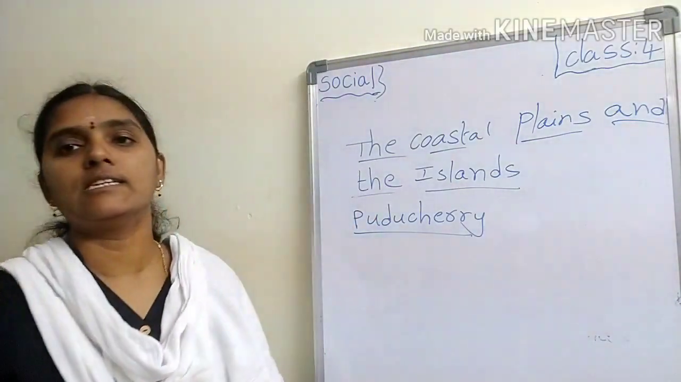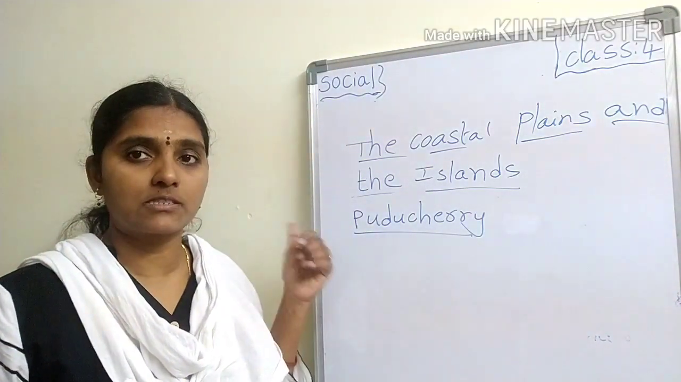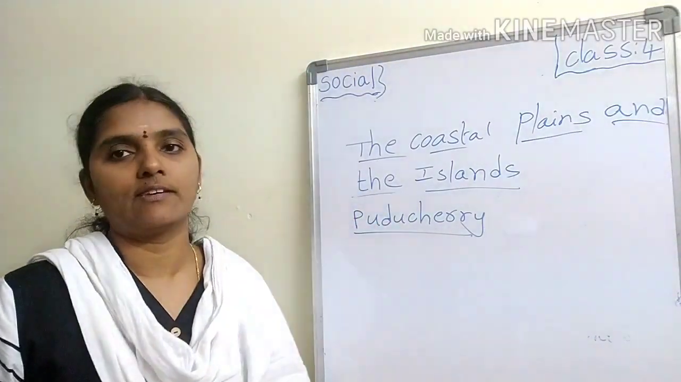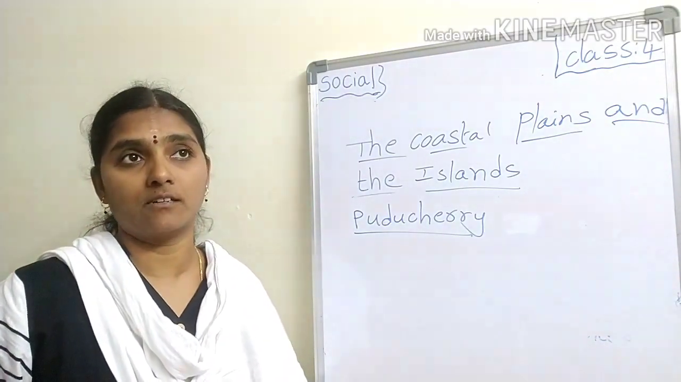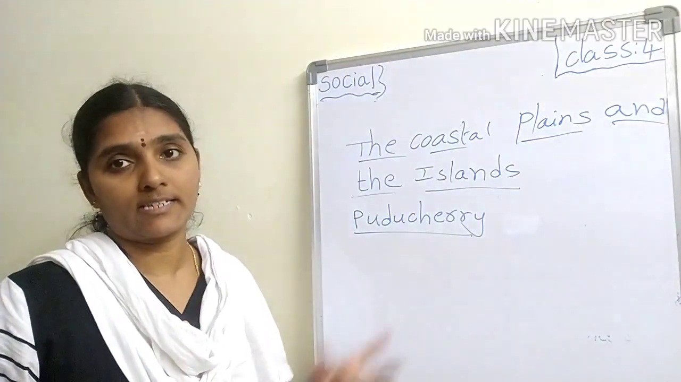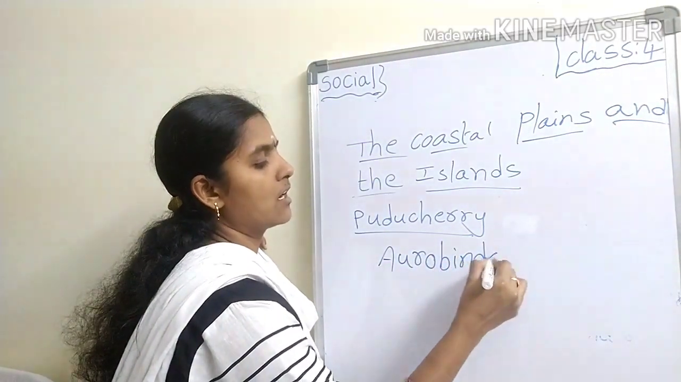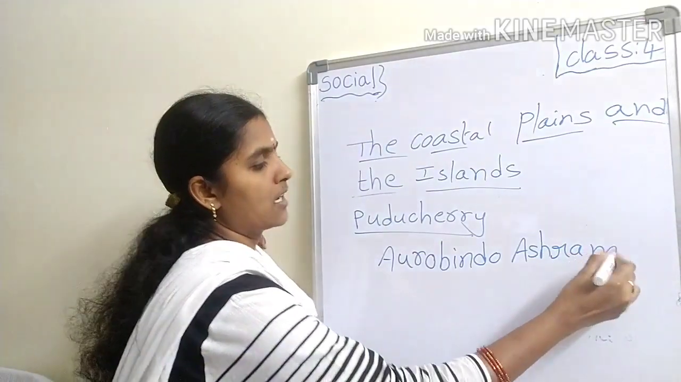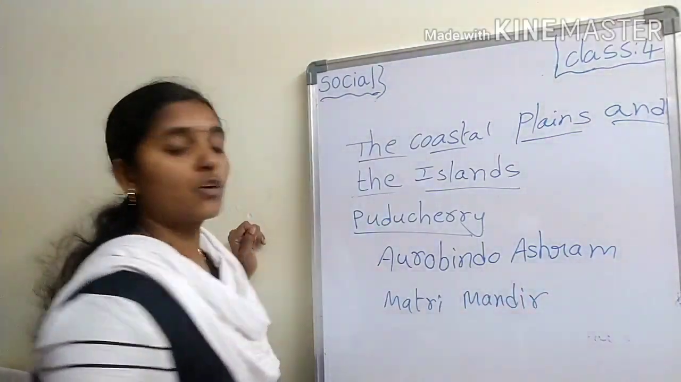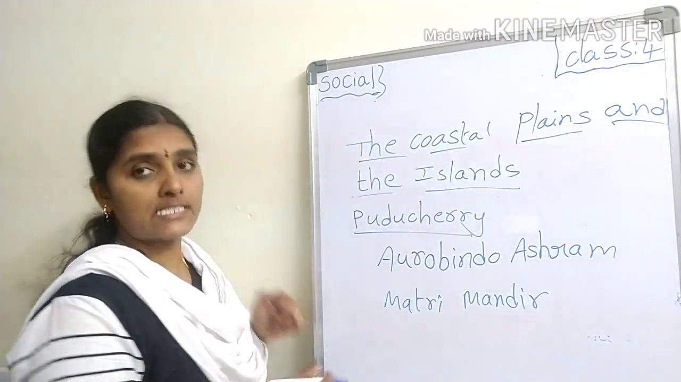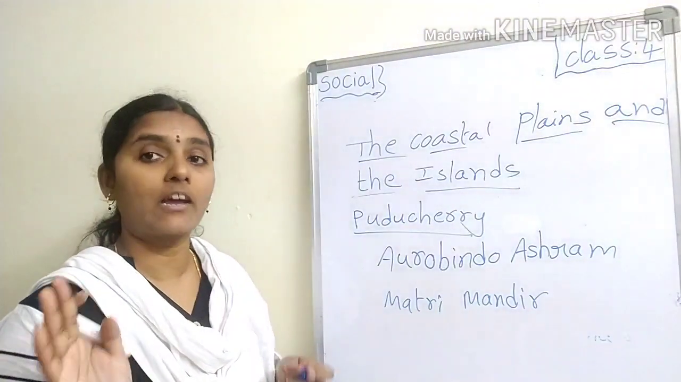Next, Puducherry. Puducherry is now a union territory of India. The famous Aurobindo Ashram and Matri Mandir are located here. Farming and fishing are the main occupations.